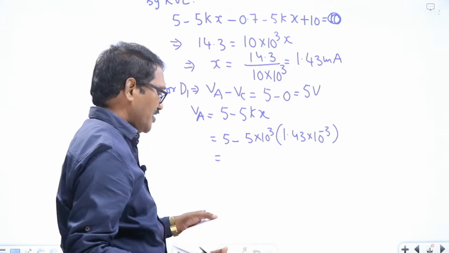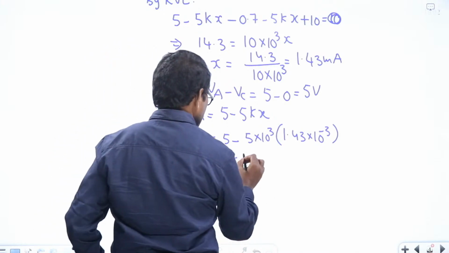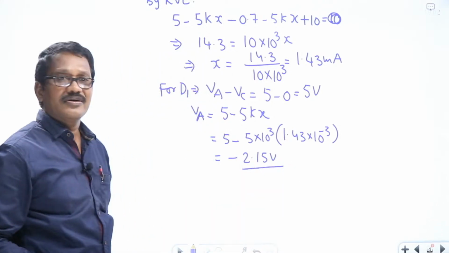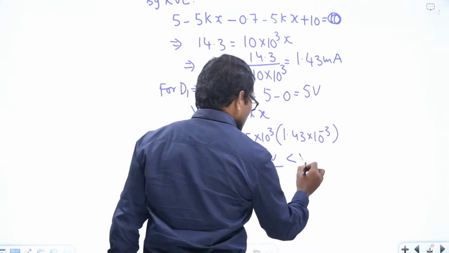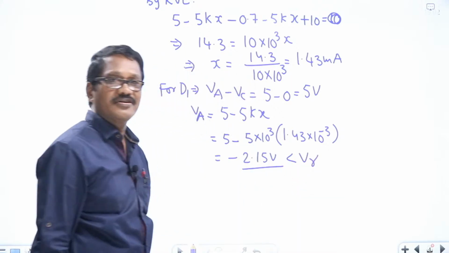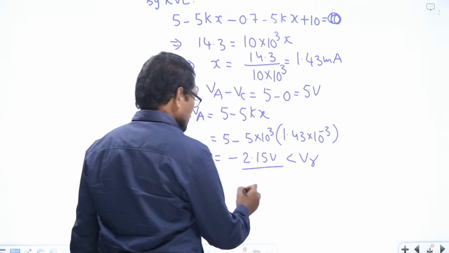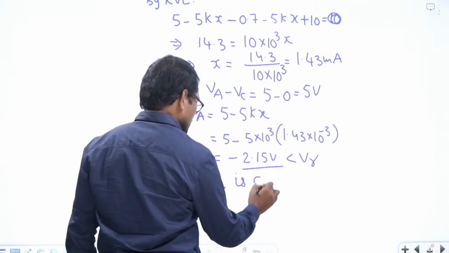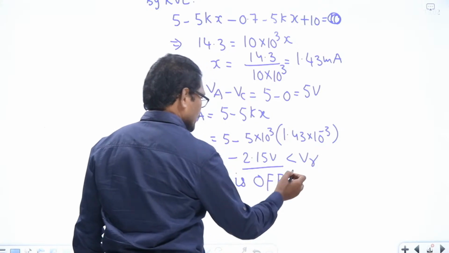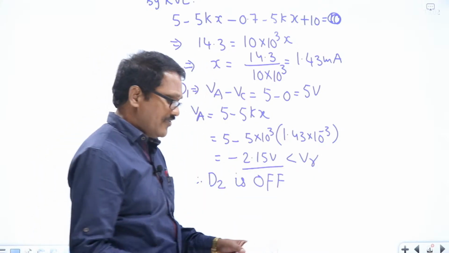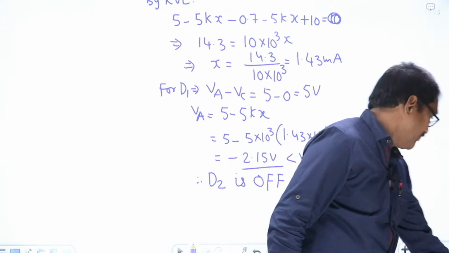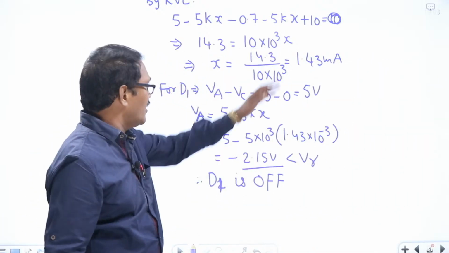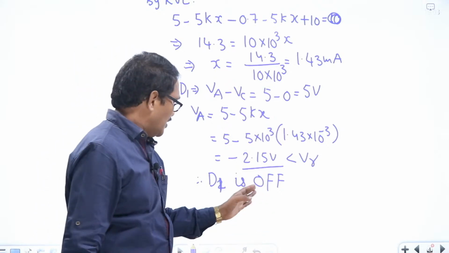So just calculate. VA is equal to minus 2.15 volts. Please check which is less than V gamma, that is 0.7 volts, and hence D1 is off. Less than V gamma in the sense, what does it mean? D1, sorry, D1 is off, not D2. D1 is off. D2 is already on. Correct? So, D1 is off.